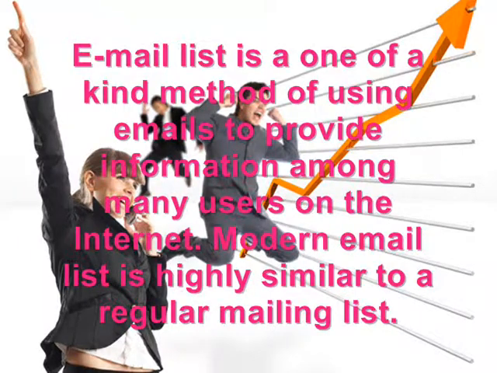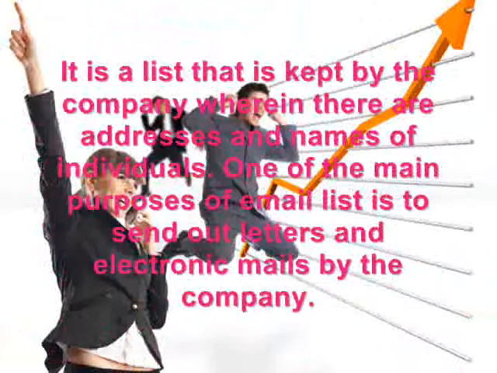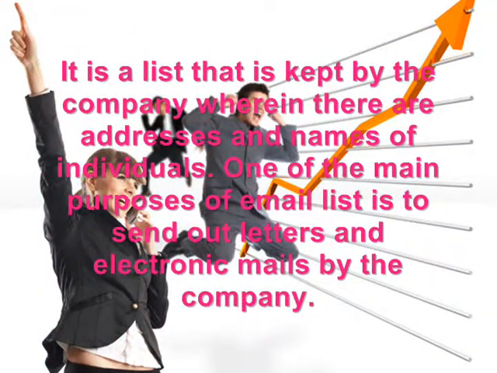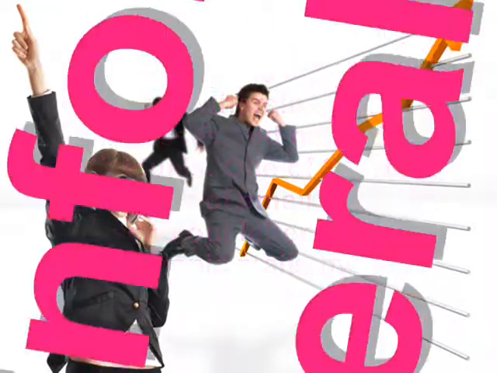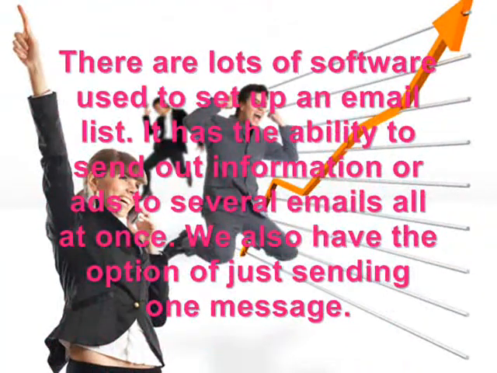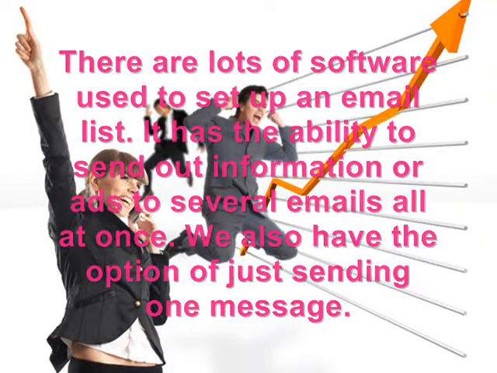Modern email list is highly similar to a regular mailing list. It is a list that is kept by the company wherein there are addresses and names of individuals. One of the main purposes of email list is to send out letters and electronic mails by the company. There are lots of software used to set up an email list. It has the ability to send out information or ads to several emails all at once. We also have the option of just sending one message.